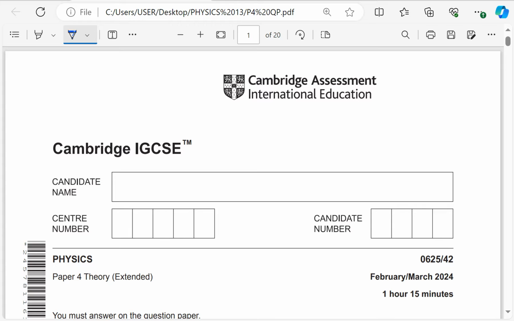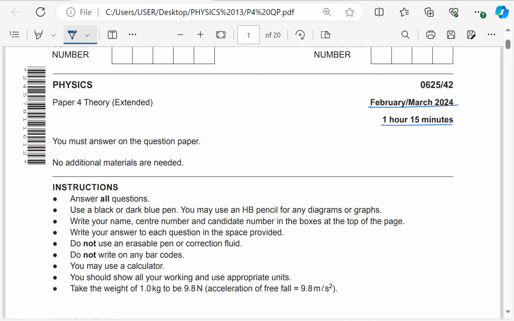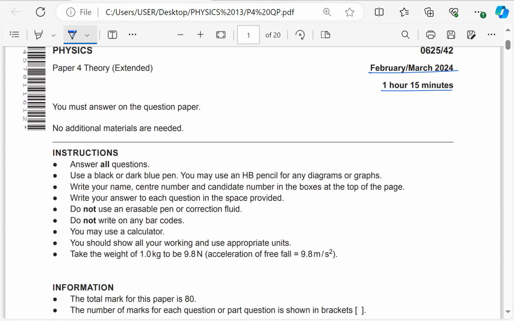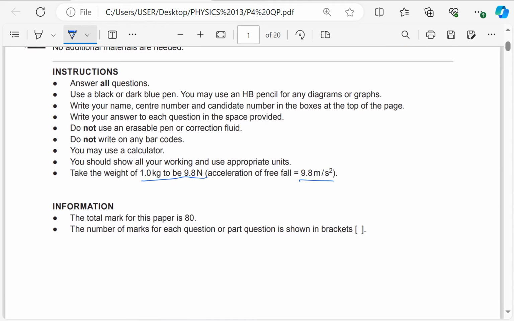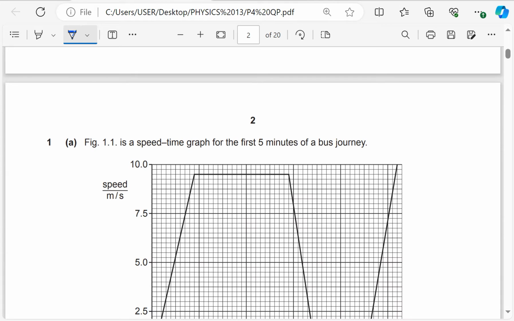This is Feb March 2024. The paper is supposed to be 1 hour and 15 minutes. I'll try my level best to keep time because this is IGCSE. IGCSE is very easy. Now, one mistake which students always make is using g as 10 even when it is defined as 9.8 meters per second squared. That is a bigger problem. This paper is supposed to be 80 marks, and without wasting time, I'll go straight to question number 1.